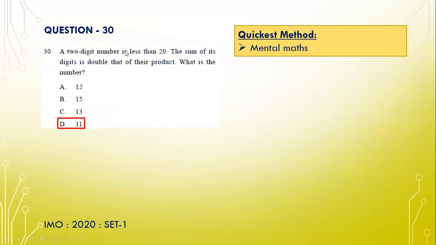A two-digit number is less than 20. The sum of its digits is double that of the product. What is the number? Again, mental maths. Two-digit number which is less than 20, sum of its digits is double their product.